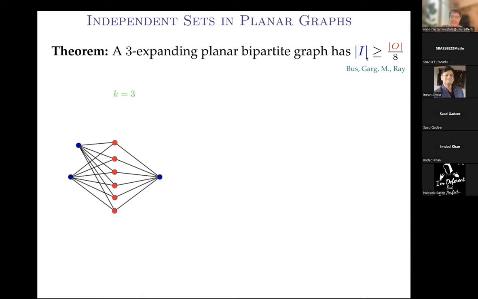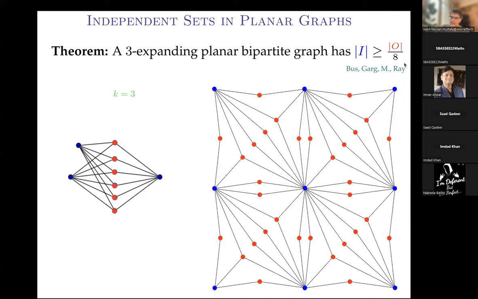Okay, and you can ask, well, is this right? Can you improve it further? And in fact, the answer is no. Here's an example. Imagine I've just drawn four, but imagine that this cell can be replicated. So imagine a grid-like structure, and in each cell you have 8 vertices: 4 blue and 4 red. So globally, the red are around 8 times as much as the blue.